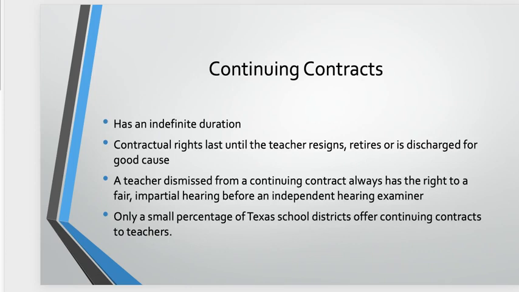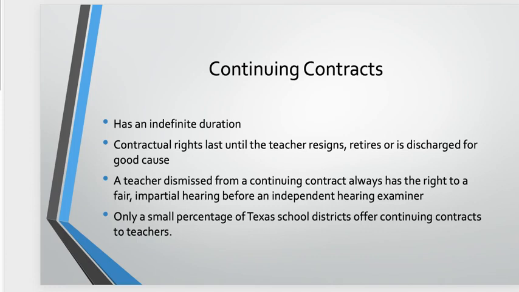The next type of contract is a continuing contract. The continuing contract has indefinite duration. The contractual rights last until the teacher resigns, retires, or is discharged for some good reason. There is no need for an annual nomination or reappointment, and the teacher dismissed from a continuing contract always has a right to a fair, impartial hearing before an independent hearing examiner.